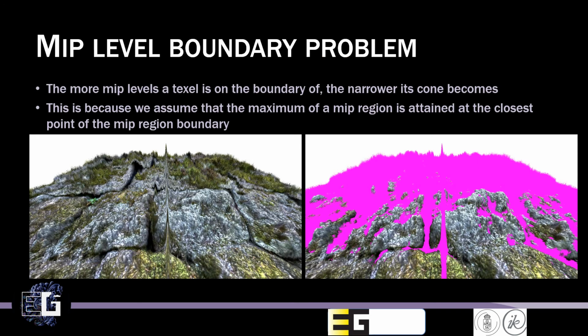Unfortunately, this naive algorithm generates low-quality cone maps. The bottom left image shows a render with one. The explanation of the visual issues can be seen on the right. All pixels in magenta have not converged to an intersection within 32 cone step mapping steps. This is because texels on the boundary of multiple MIP levels possess extremely narrow cones, which slows down cone step mapping. The reason for this is that we assume that the maximum height of the texel is realized at the closest point of the texel region.